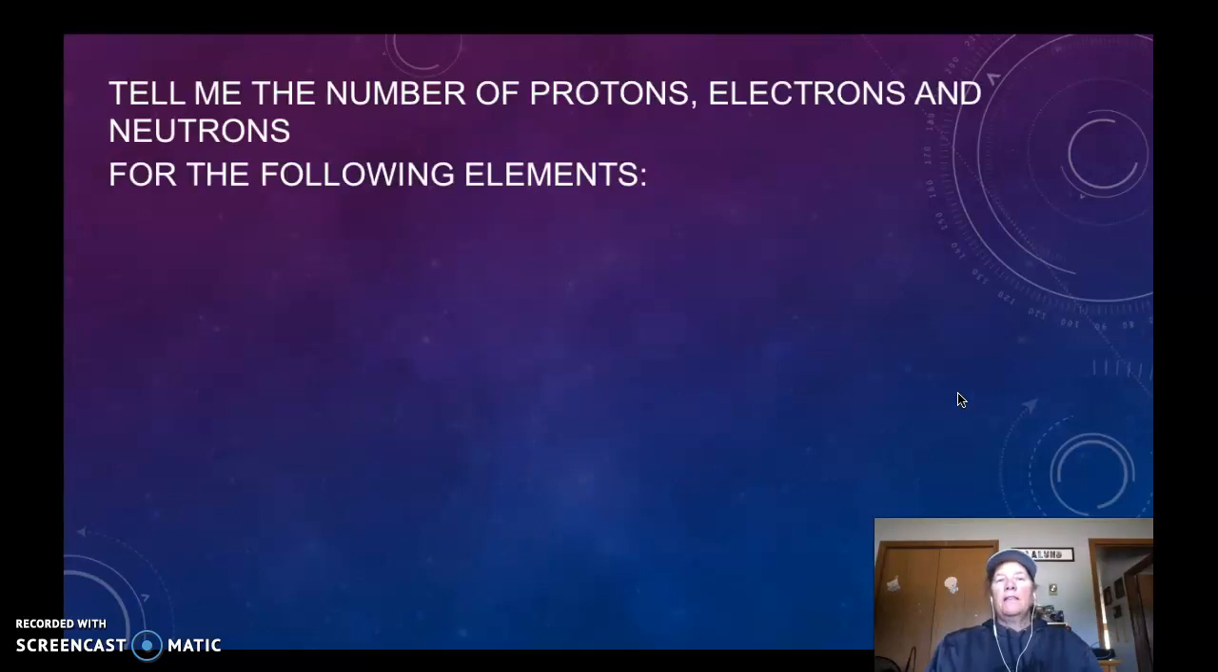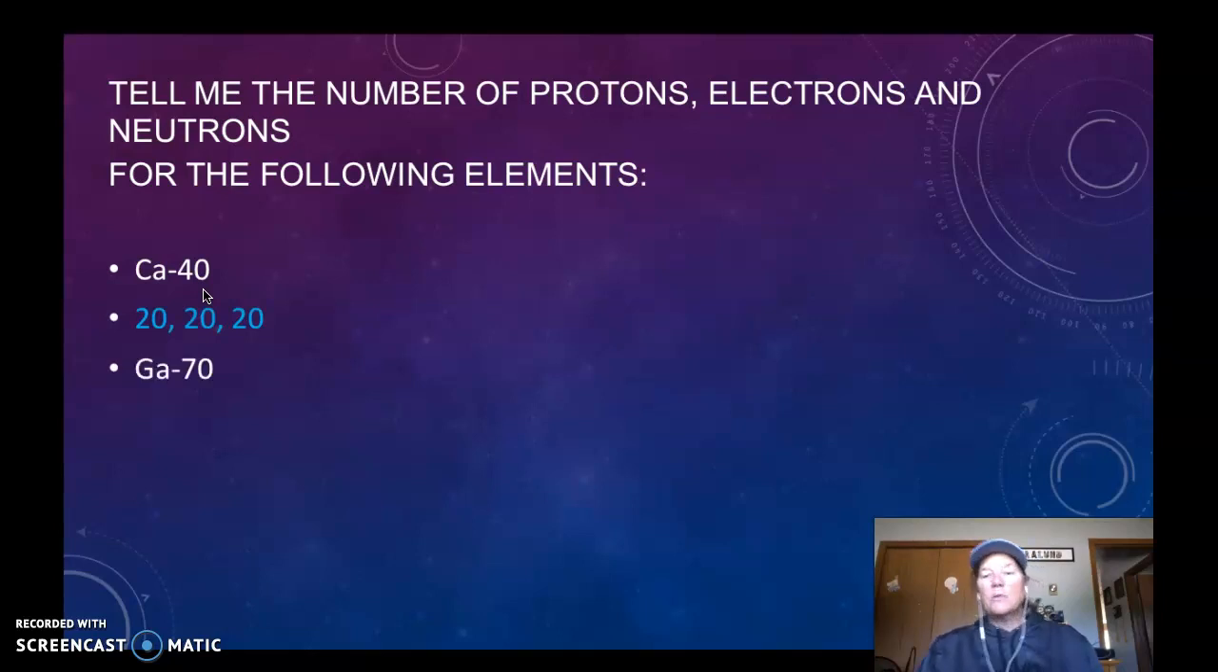Okay, number of protons, electrons, and neutrons. Okay, so if you have Ca, calcium, and this is its mass 40, you'd look on the chart and you'd find out its atomic number is 20. So it has 20 protons and it has 20 electrons. Those would be the same. To get the neutrons, you take 40 minus 20. In this case, it would be 20 as well. So it has 20, 20, 20. That doesn't happen that often. It does with the smaller elements, but not so much with the big guys.